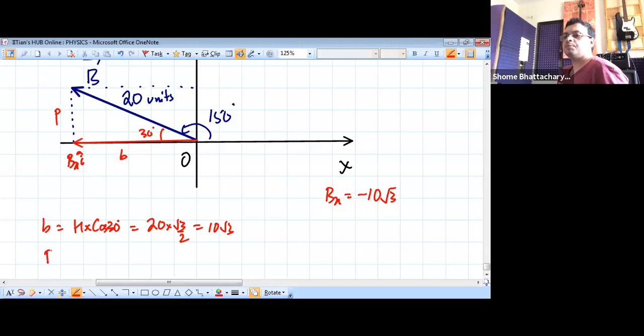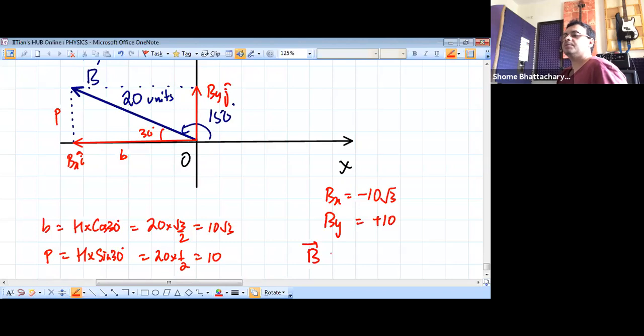And similarly, my perpendicular would be equal to the hypotenuse into sine 30. So that would be 20 into half, so that would be 10. But that means that my y component is pointing along the positive direction, so by j cap has to be such that by is positive. So that means my y component would be plus 10. And the vector b would be expressed as minus 10 root 3 i cap plus 10 j cap. This would be the proper form for this vector, which has this geometry.